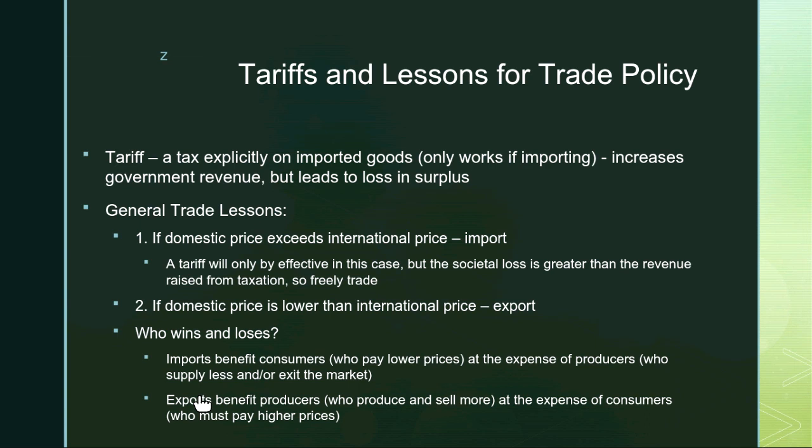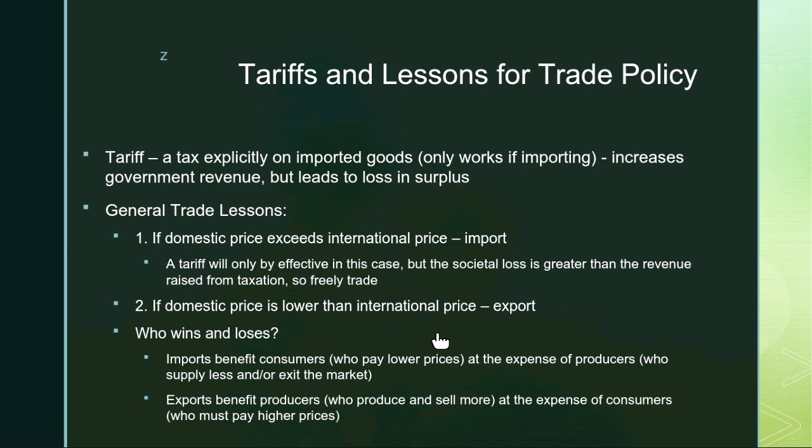The general trade lessons, though, are that if a domestic price exceeds the international price, a country imports. A tariff will only be effective in this case, but the societal loss is greater than the revenue raised from taxation, so free trade is considered a more beneficial policy. Now, if the domestic price is lower than the international price, you export. Who wins and loses, though? This is a question of whether you're importing or exporting.